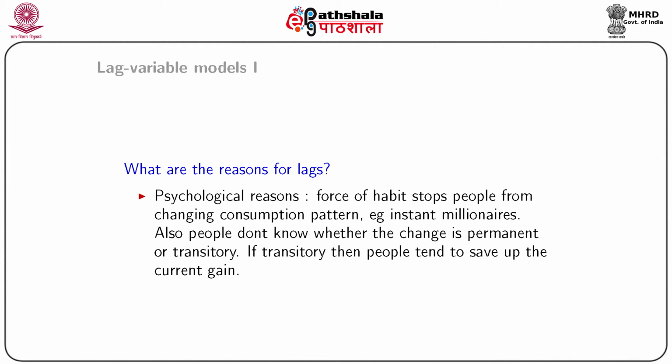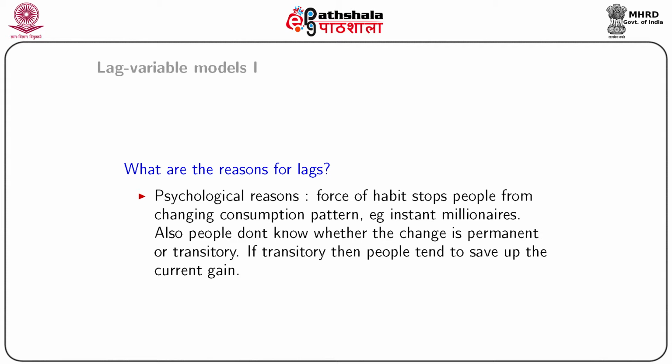Now, what are the reasons for the lags? There are several different reasons why these lags in time period happen. One of these is psychological reasons. Force of habit stops people from changing their consumption pattern immediately. For example, instant millionaires. When people win a lottery or through some other source win a lot of money, they do not immediately change their consumption pattern. The reason is that they had a particular expenditure pattern which they were used to. So once they have a lot of money, all of a sudden they don't start spending the money at the same rate at which they acquired it.